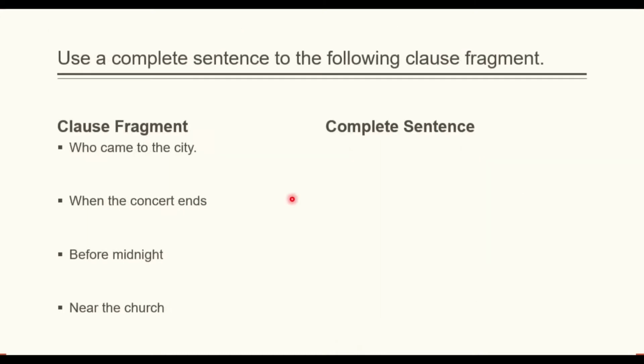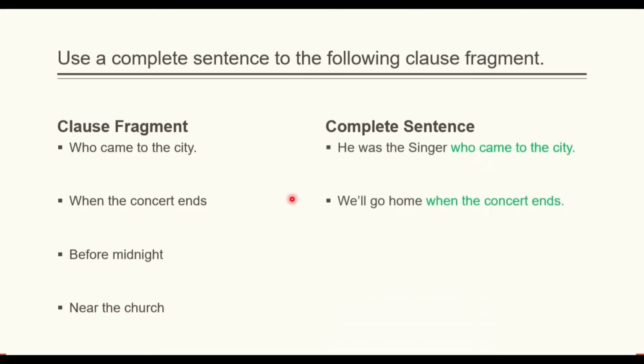More exercises here are with clause fragments. Who came to the city, when the concert ends, before midnight, near the church. Suggestions: he was the singer who came to the city, we will go home when the concert ends, before midnight when the movie will have ended, or we filmed near the church, or we saw the fireworks near the church.